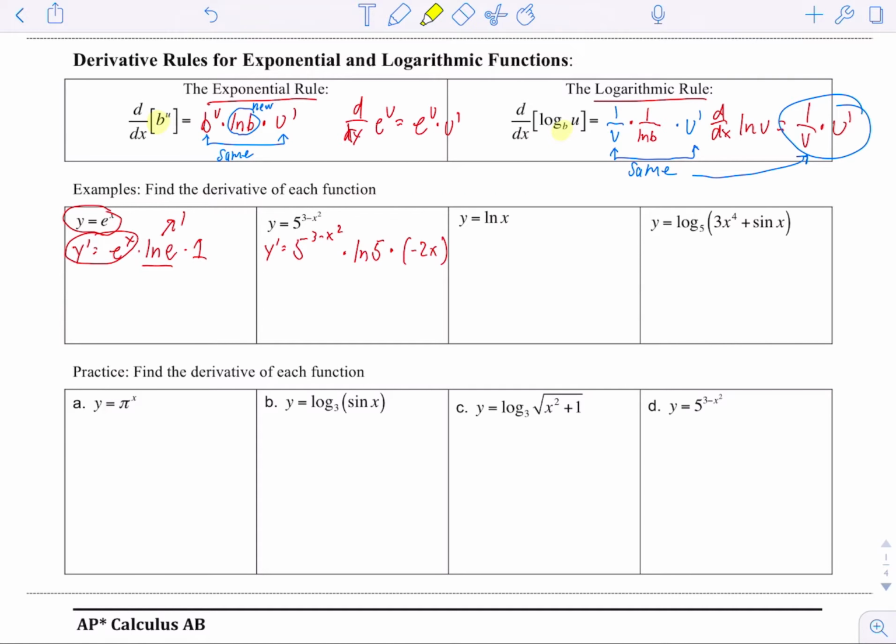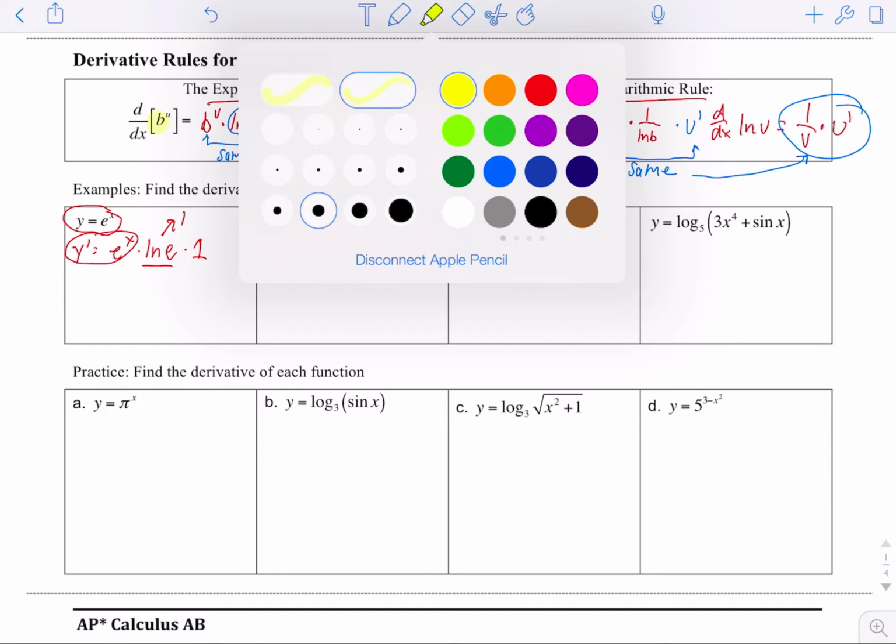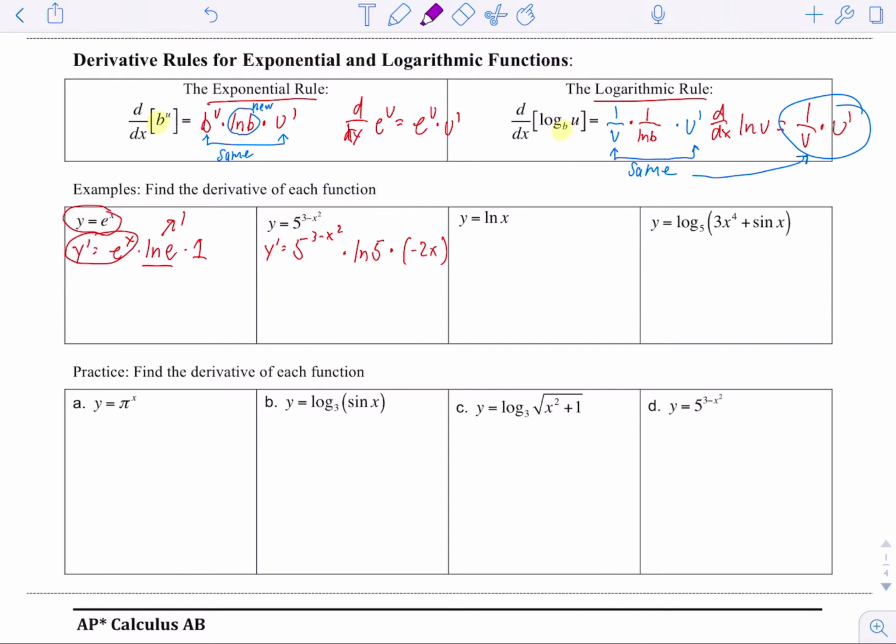So very similar, right? If you notice, both rules multiply by the natural log of the base, except for the exponential rule, you just multiply by the natural log of the base, but for the logarithmic rule, you multiply by 1 over the natural log of the base.